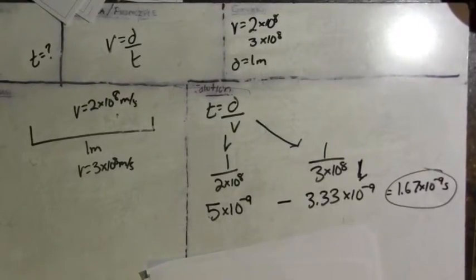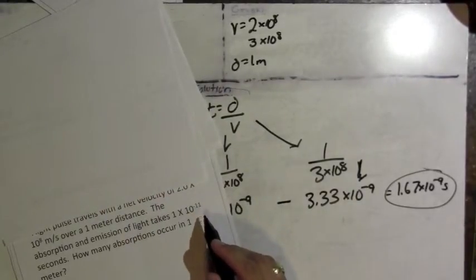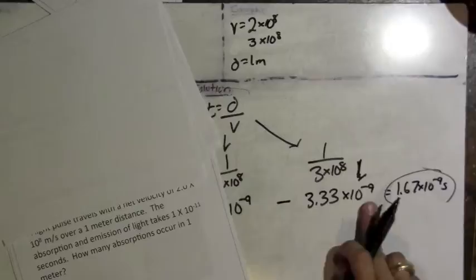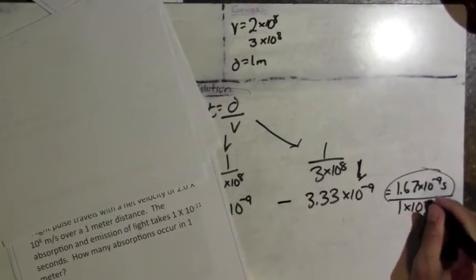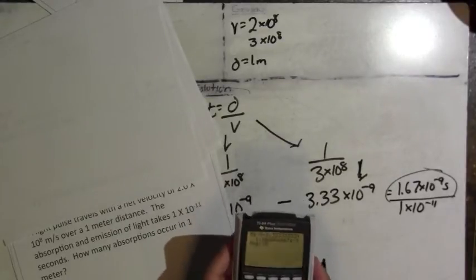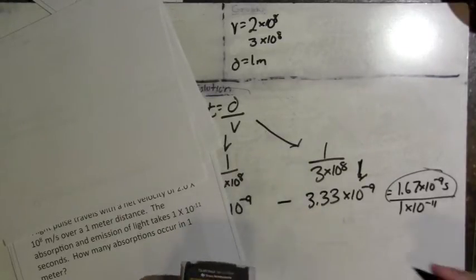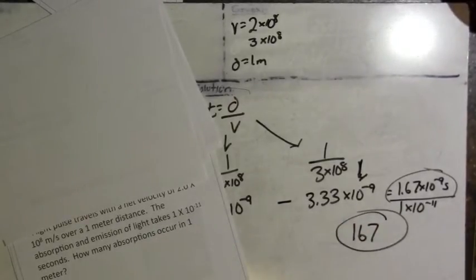Now if you look at the original question, it says that each absorption takes 1 times 10 to the minus 11th seconds. So if you take the total time and divide it by the time of each absorption, you will get the number of absorptions, which in our case is 167 absorptions, which is pretty significant for 1 meter.